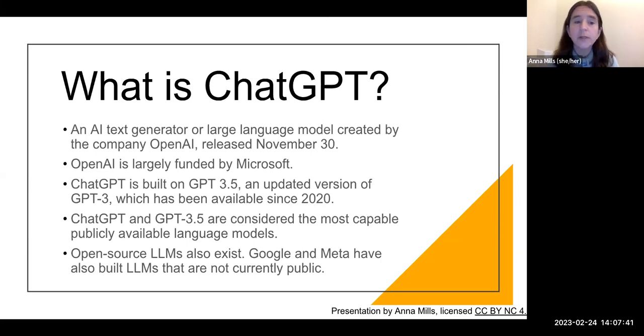This is not new technology, however. It was built on GPT 3.5, which is an updated version of GPT 3, which has been available since 2020. These are the most capable of the publicly available language models, but there are others. There are open source language models. Google and Meta have language models that are comparable to ChatGPT in capacity, but that are not publicly available.